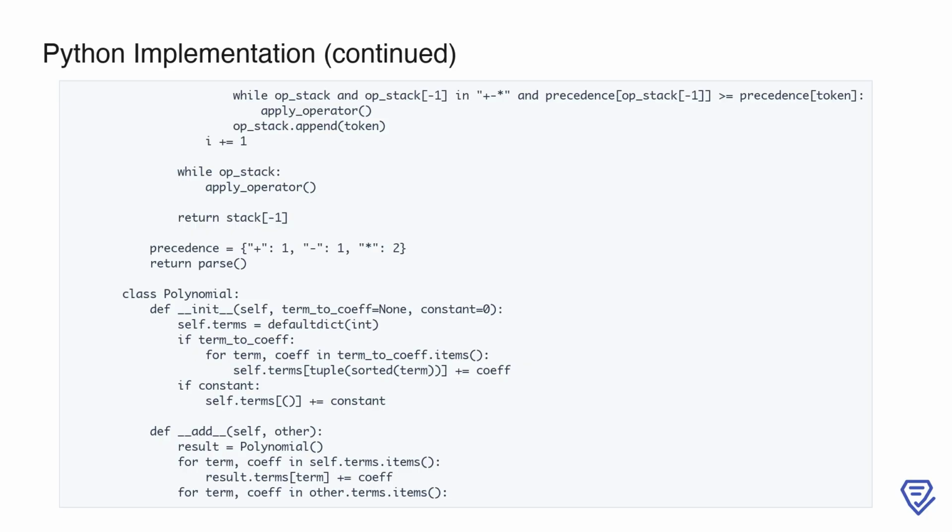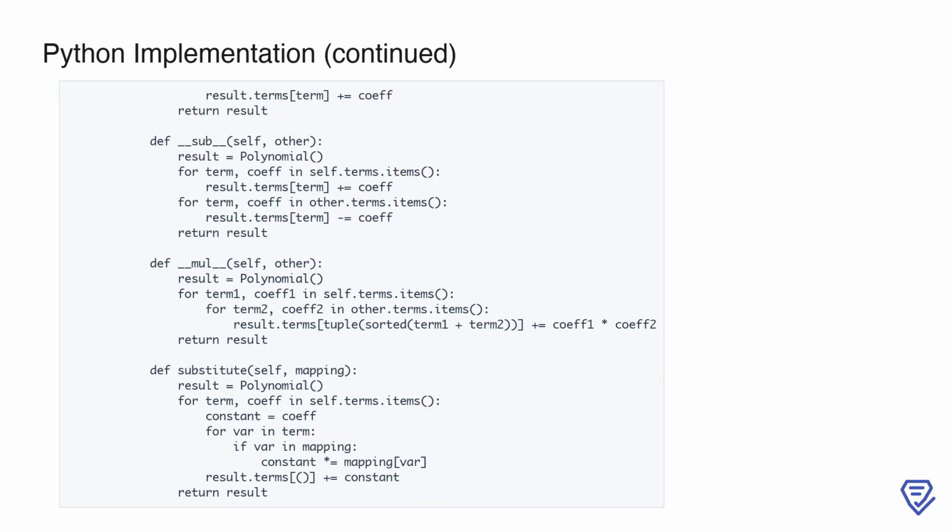The __add__ method merges terms from both polynomials, combining coefficients of matching terms, while ensuring no terms with zero coefficients are retained in the result. The __sub__ method is similar to addition but subtracts coefficients of terms from the other polynomial.